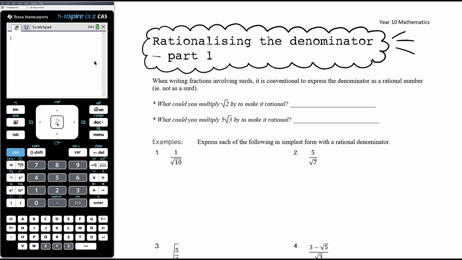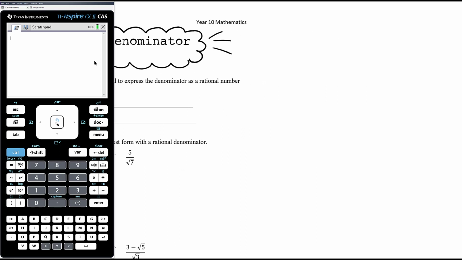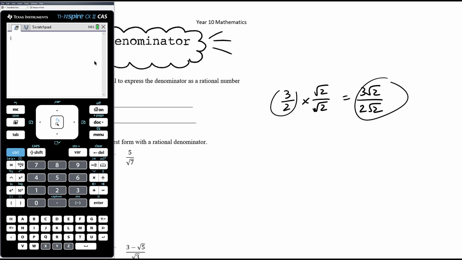So the key thing here is we know how to work with fractions. We know we can create other equivalent fractions by multiplying the numerator and denominator by the same thing. So for example, I know that 3 on 2, if I multiply the top and the bottom by root 2, that's the same as 3 root 2 on 2 root 2, that they're the same fraction. Now obviously that's pretty cumbersome. You would simplify that to 3 root 2.